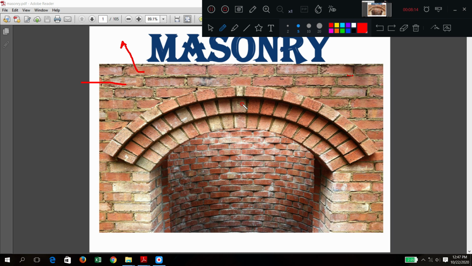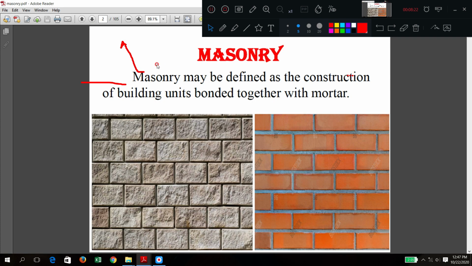So this type of structure is called an arch. Very, very simple. So you can see, this is an arch. Now we will go one by one.